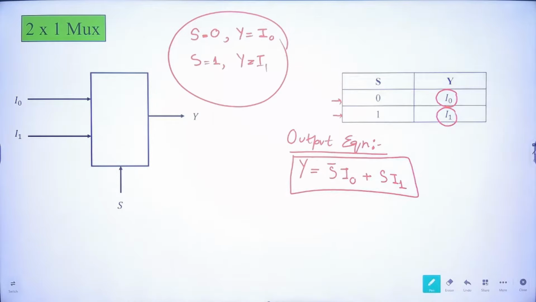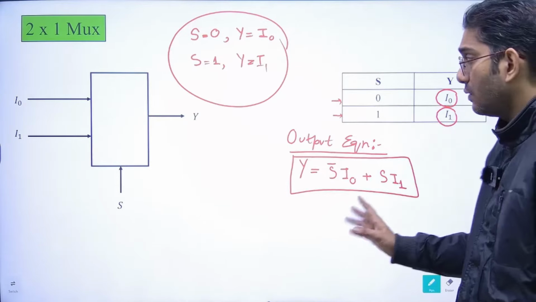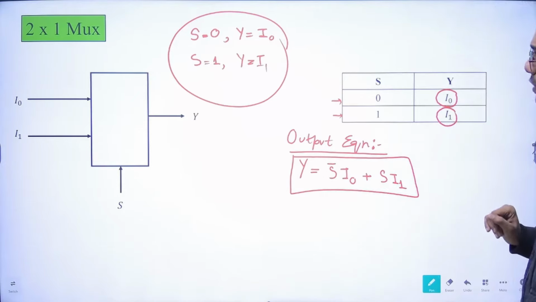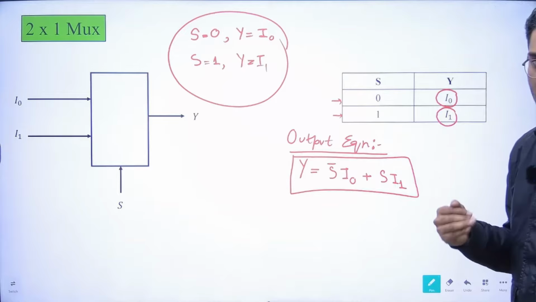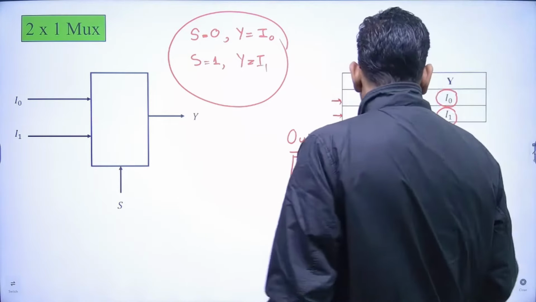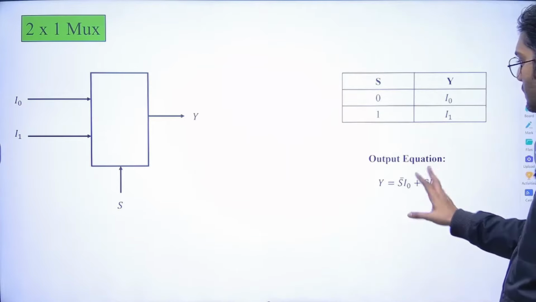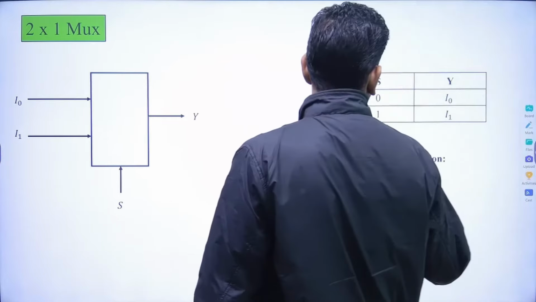So this was our basic 2 cross 1 MUX. I hope you have understood how this 2 cross 1 MUX works. Now, coming to the next part. This is the output equation.